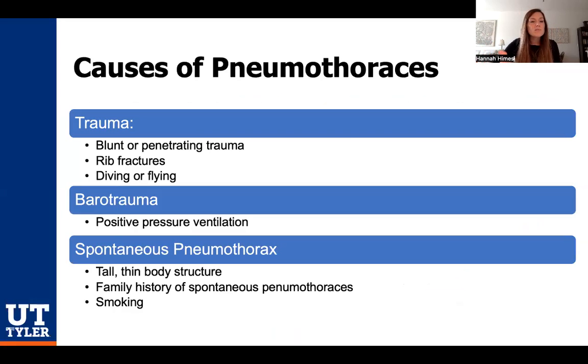Causes of pneumothoraces, we've talked about some trauma, blunt or penetrating trauma, some rib fractures, diving or flying, of course, adjusting someone's pressure. Barotrauma like ventilation, or spontaneous pneumothoraces can occur, especially in people who are tall and thin, who have a family history of this, or who have a history of smoking.